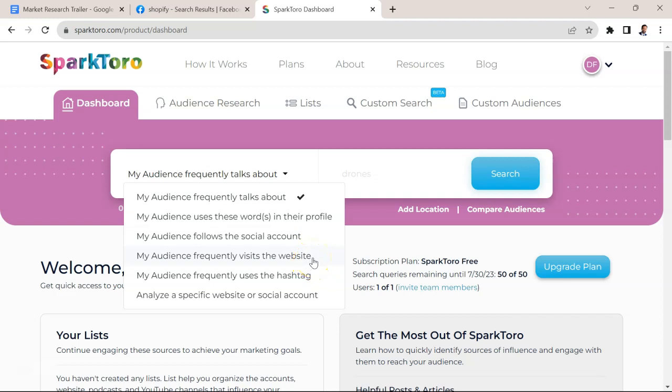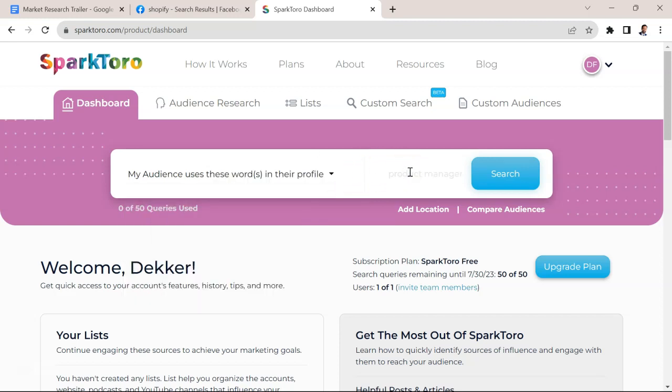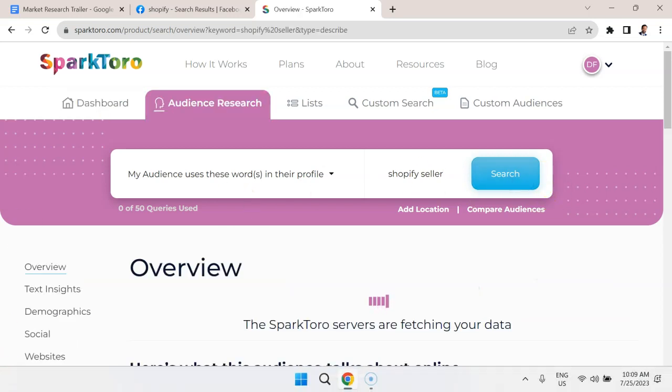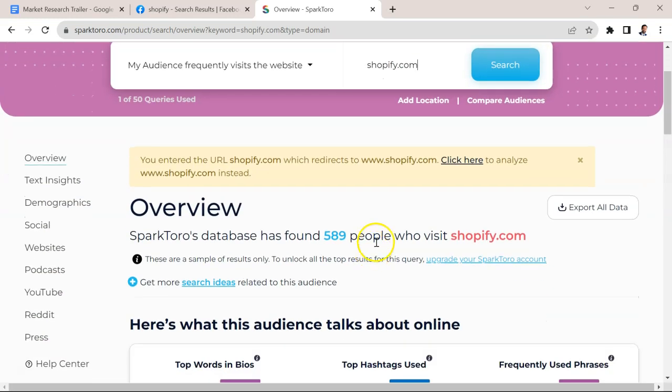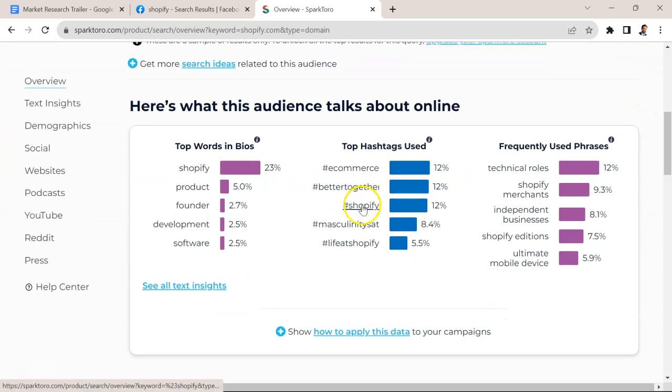They frequently visit shopify.com. So what we're going to do is go with my audience uses these words in their profile. Let's say Shopify seller, something like that. Okay, so nothing could be found. So we're going to try a different approach. I'm going to say people that frequent the website shopify.com. Okay, so now we're getting some good results here.